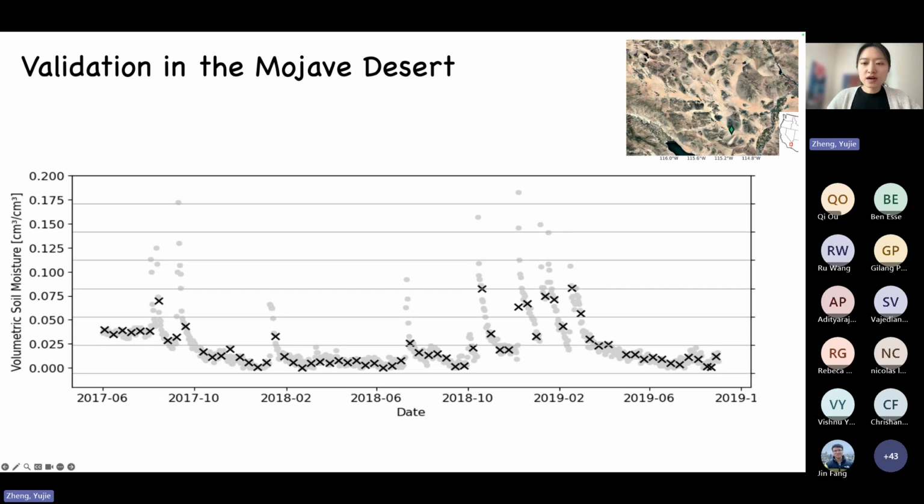So we first apply our algorithm to Sentinel-1 observations over the Mojave Desert in California. Here, soil moisture anomalies are primarily driven by rainfall and follow closely the pattern of exponential decay. So that's why our hypothesis should really work in this area. In this plot, the gray dots are the in-situ soil moisture measurements. The crosses are SAR acquisition dates. And you can see a number of clear positive soil moisture anomalies that correspond to precipitation events.